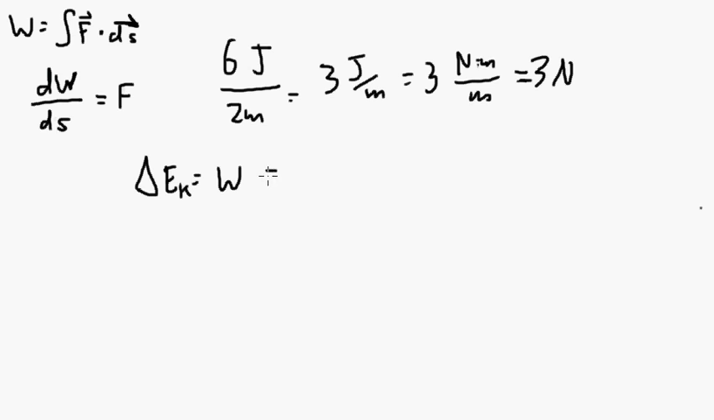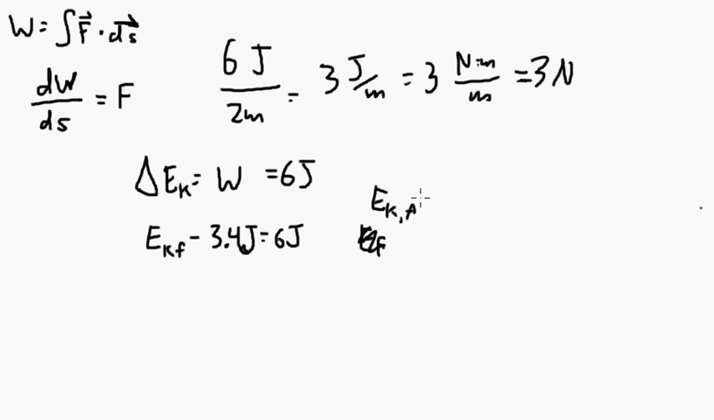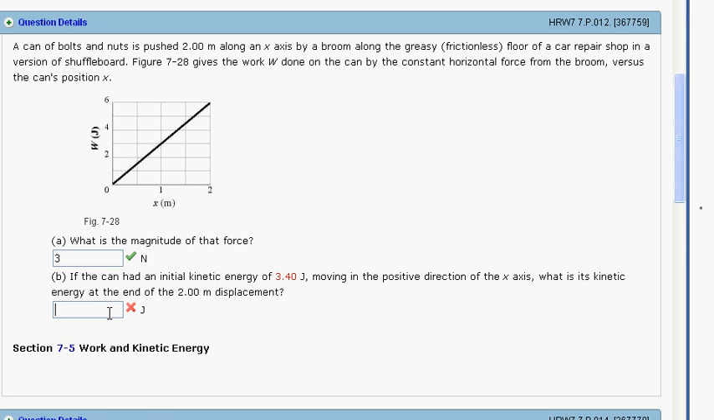So if the initial kinetic energy was 3.4 joules, this is just final kinetic energy minus initial, so minus 3.4 joules equals 6 joules, and so final kinetic energy is 9.4 joules. Okay, there we go. So that's problem 2.